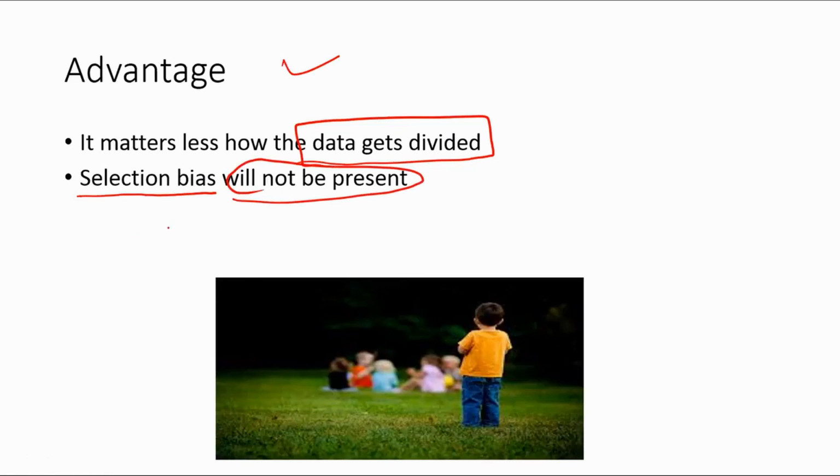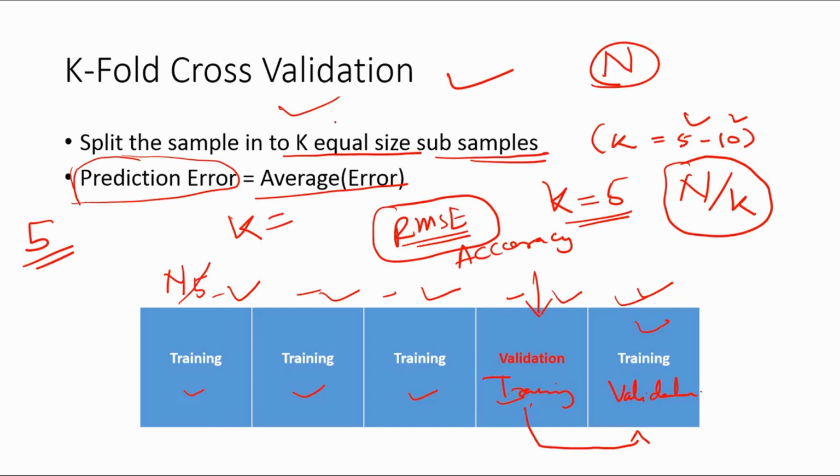Let's go back and understand why. Remember, in holdout sample cross validation, the validation set that you are taking is completely different from the training set. The data points in the validation set will never be present in the training set. That's the criterion for holdout cross validation.